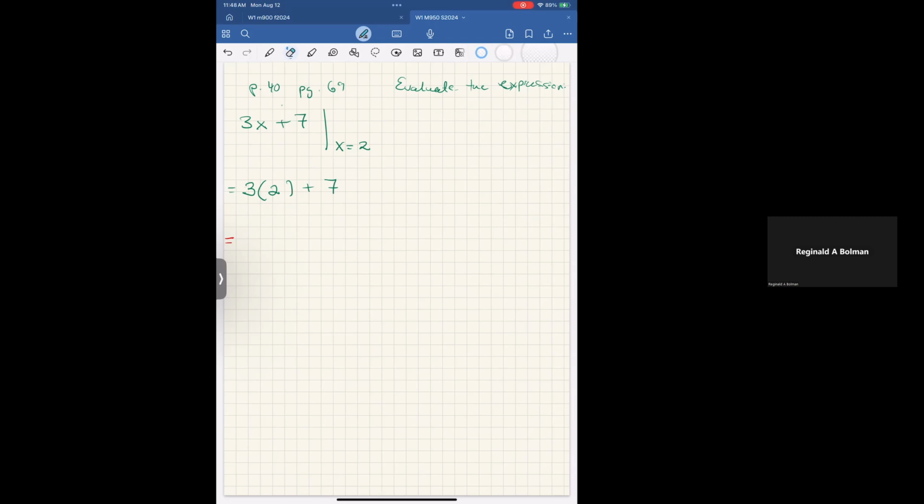According to PEMDAS, we're going to do the multiplication operation first. Do not add 2 with 7. You've got to follow PEMDAS. If you add the 2 and the 7 together, I'm going to be very upset.